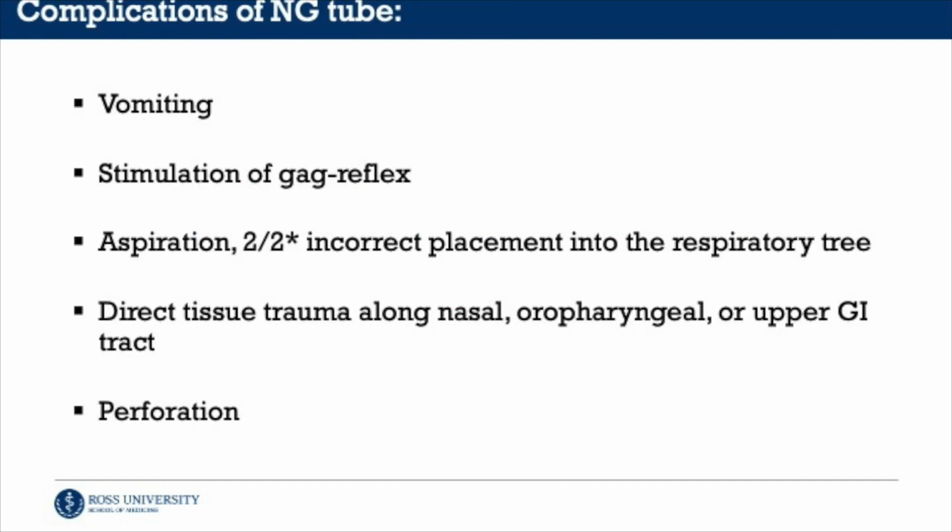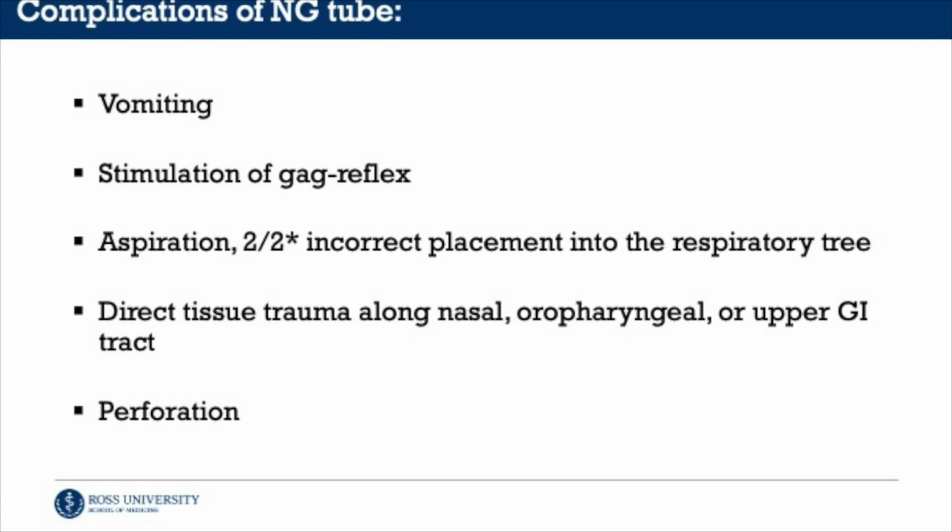Now, let's discuss some possible complications of nasogastric tube placement. There's vomiting. You could stimulate the gag reflex of the patient. Malpositioning, coiling, or knotting of the tubes can occur anywhere along the course of the tube, including the pharynx, piriform sinus, esophagus, stomach, and duodenum.